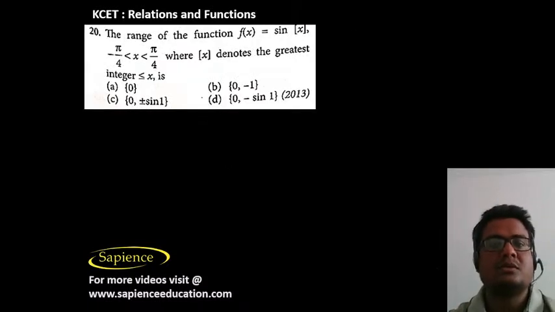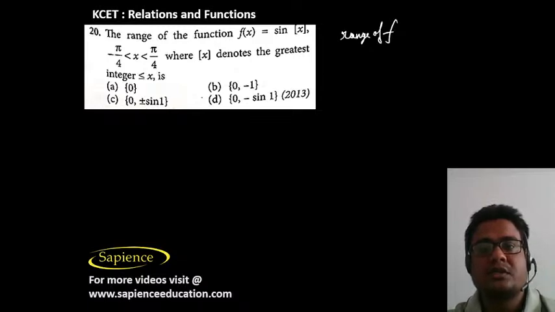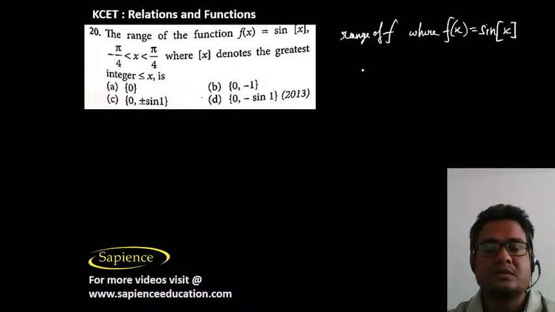And then question number 20: the range of the function f, where bracket x denotes the greatest integer. So we have to find the range of the function f, where f of x is defined as sine of bracket x, where bracket x denotes the greatest integer less than or equal to x.